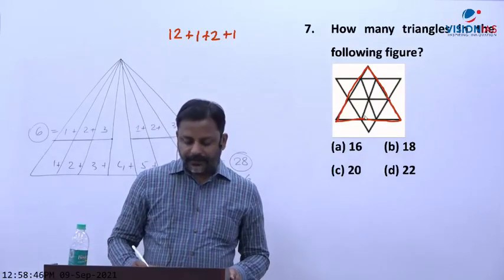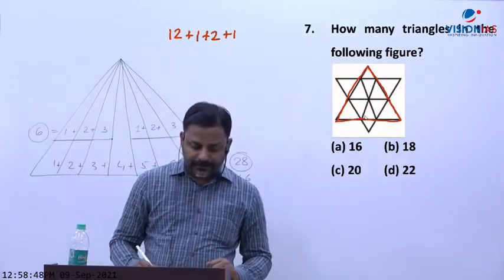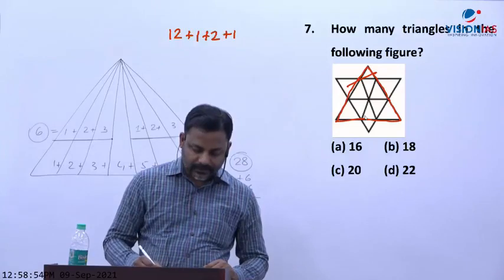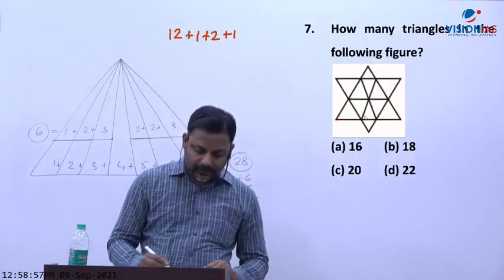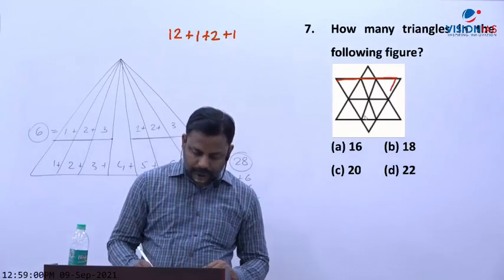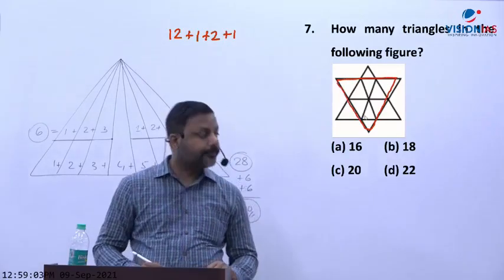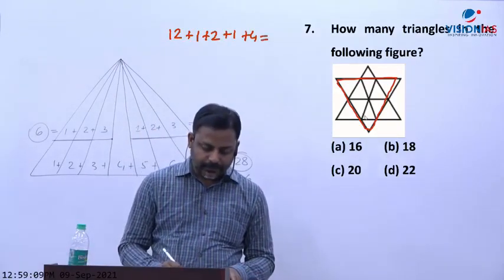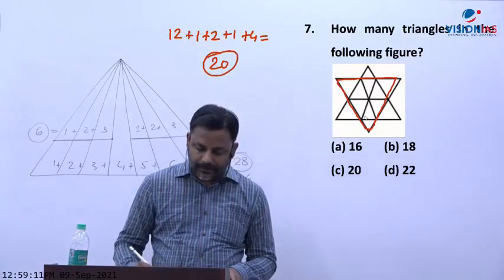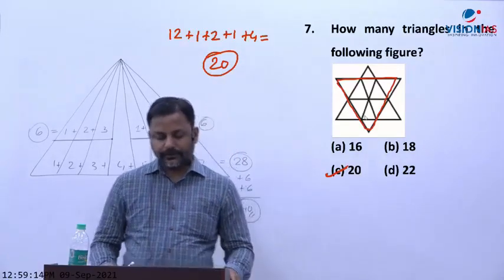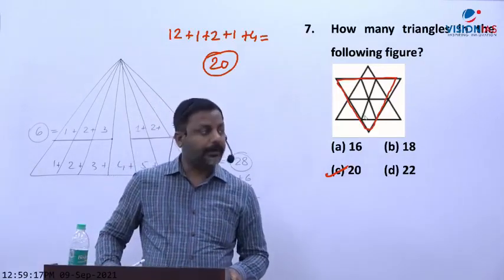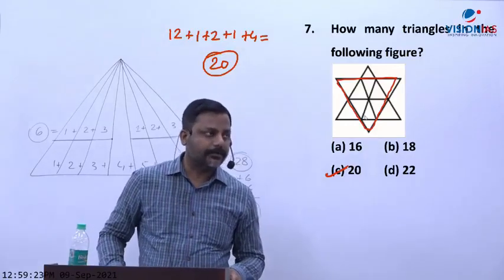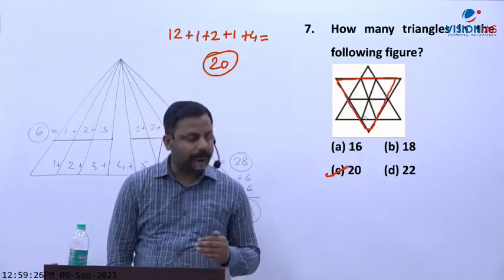So if in this figure we are getting 4 extra triangles, we can say that in this figure also we will get 4 triangles. So 4 more. So total will be how much? 20. Total will be 20. So a total of 20 triangles are there in this figure. So this is the way of counting in case of counting of figures.